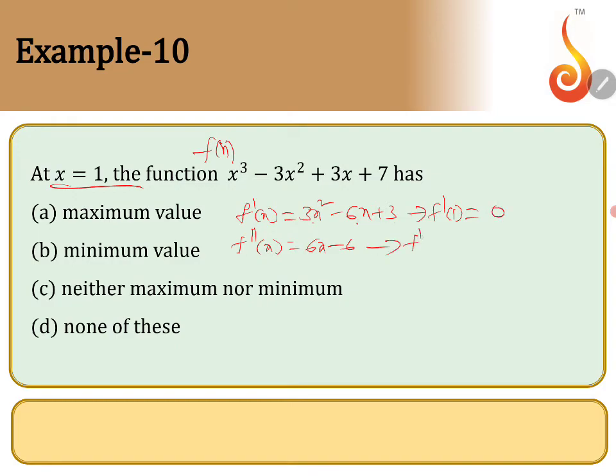Similarly f double dash of 1, what is it, see? 6 into 1, 6 minus 6, 0. At x equal to 1, f dash of 1 is 0, f double dash of 1 is 0. That means neither maxima nor minima. Okay, so that is called point of inflection at x equal to 1.